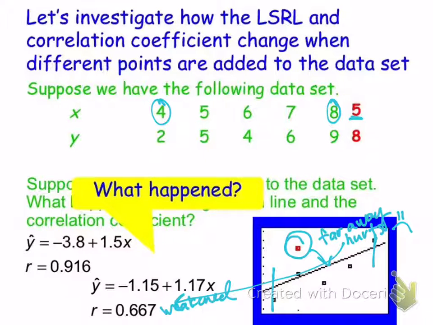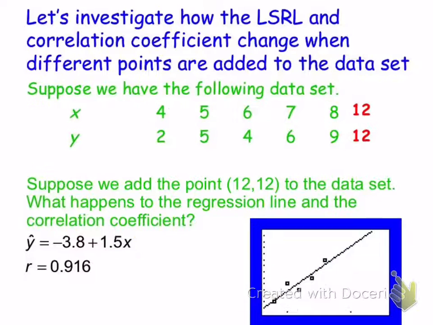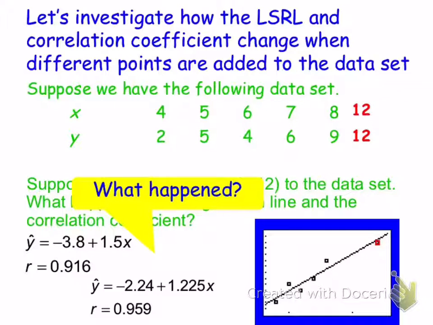Yeah, we're recording R. Okay, so erase the 5, 8, and then add 12, 12. Add the point 12, 12 to your list 1 and 2. Then calculate a new LSRL and a new R value. When you calculate a new LSRL, you should get negative 2.24 plus 1.225x. And now my R value, or my correlation coefficient, is 0.959.